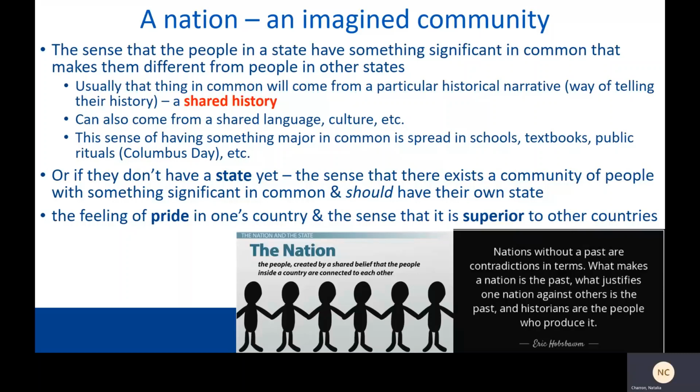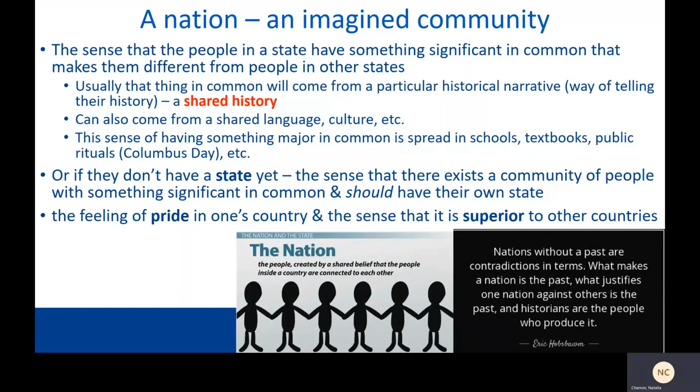The sense of having something major in common tends to be spread in schools, textbooks, public rituals, and so forth. So, we celebrate, well, not all of us celebrate Columbus Day if we know what we're doing, but in theory, we're supposed to celebrate Columbus Day, and that's supposed to give everybody in the United States a common sense of pride. We celebrate the 4th of July, so everybody in the nation has that as a holiday, and that gives people something significant in common that is linked to the state that we live in.